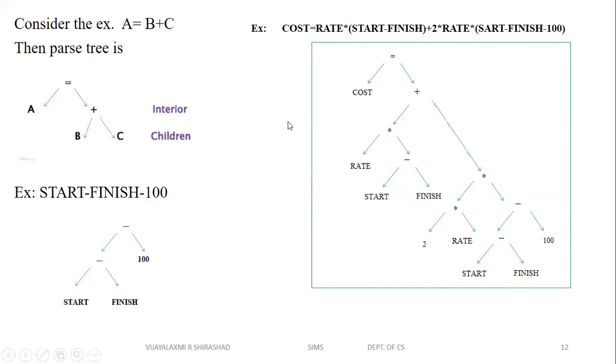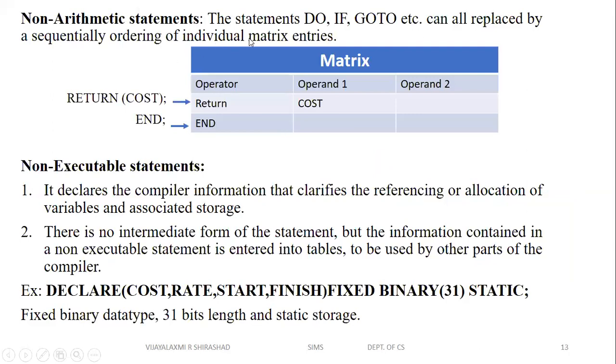Moving to the next, non-arithmetic statements. Statements like do, if, go to, etc. can be replaced by a sequential ordering of individual matrix entries. This is the matrix: operator, operand 1 and operand 2 are defined. I took two examples. Return cost, it is there in the program, and it defines an operator called return, and operand cost. And it is the operator that indicates the end of the program.